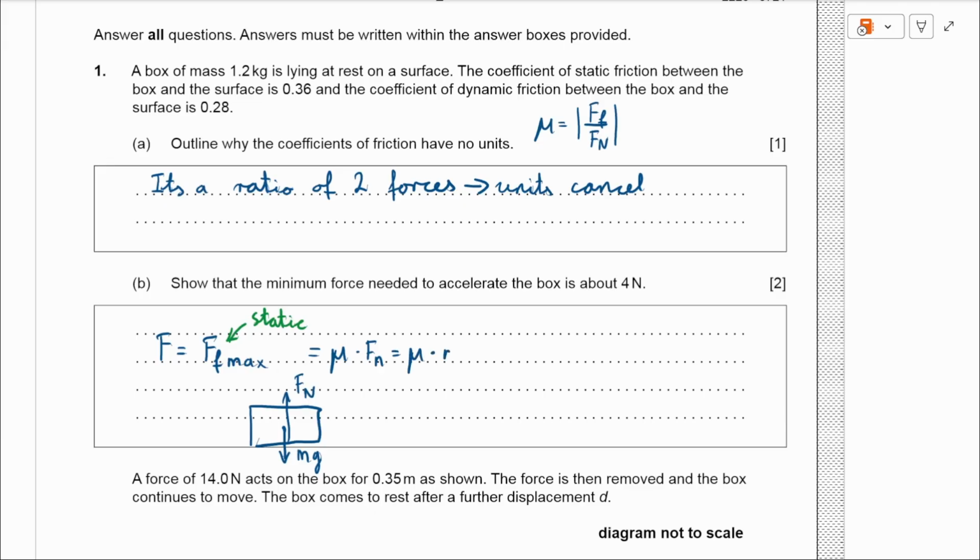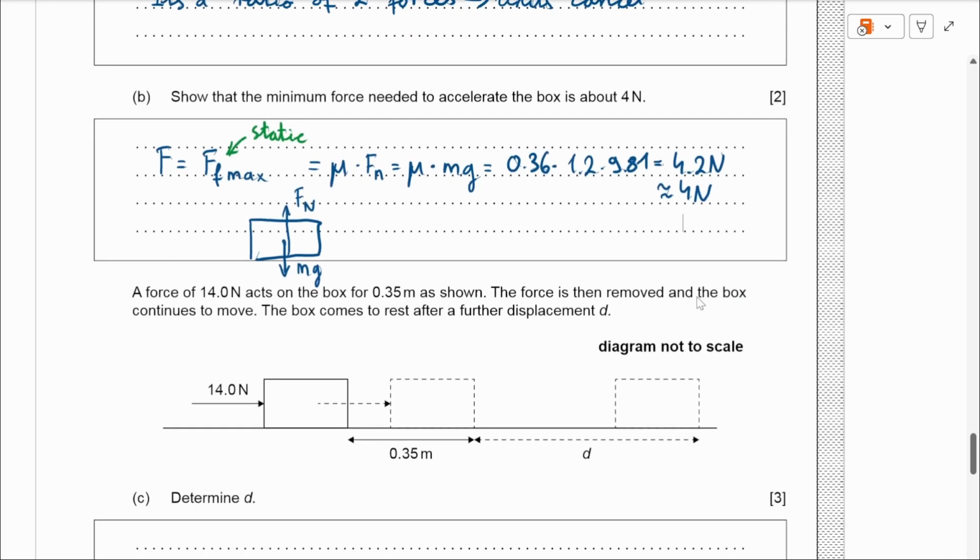So this mu times mg, so 0.36 times our mass of 1.2 times 9.81, will give us a force of 4.2 newtons, which is approximately indeed 4 newtons as the question wants.